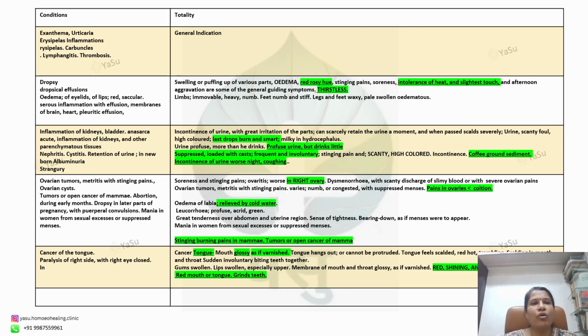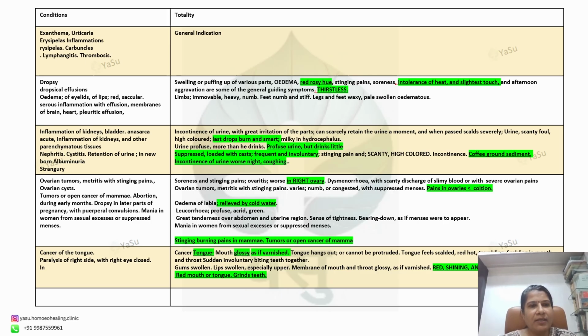So all those classical presentations would be there in all patients with these conditions. Now in dropsy or dropsical effusion, edema of eyelids, serious inflammation, in all these conditions there will be swelling and puffing of various parts. Again, we saw the edema would be red, rosy hue with burning, stinging pain, soreness, intolerance of heat and slightest touch, and afternoon aggravation. The limbs will become heavy, immovable. Patient will not be able to move. Immovable, heavy, numb, feet numb and stiff, leg and feet waxy, pale, swollen, edematous.